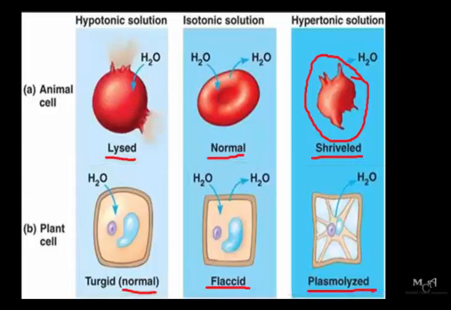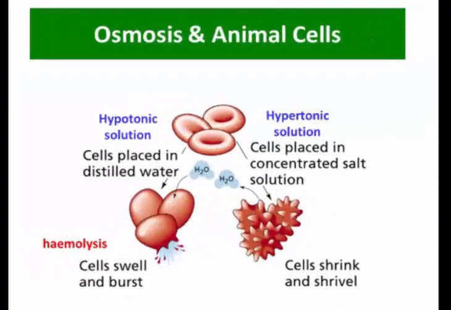This is just a picture of how osmosis affects the cell and its environment in animal cells and plant cells. Like I said, this is a picture of osmosis in animal cells, how it takes place, how it affects the cell when placed in either hypotonic solution or hypertonic solution. As you can see, this is the hypotonic solution, cells placed in distilled water.